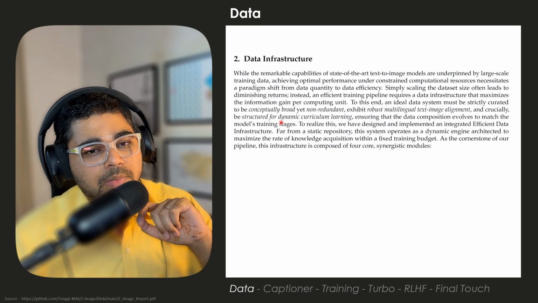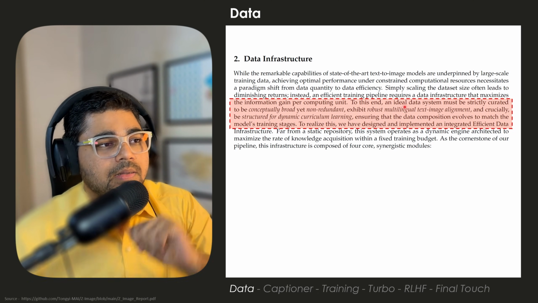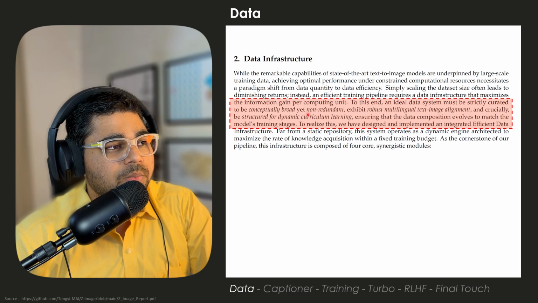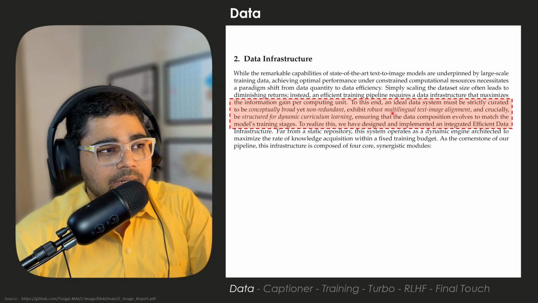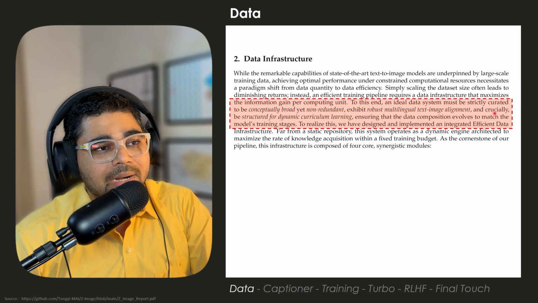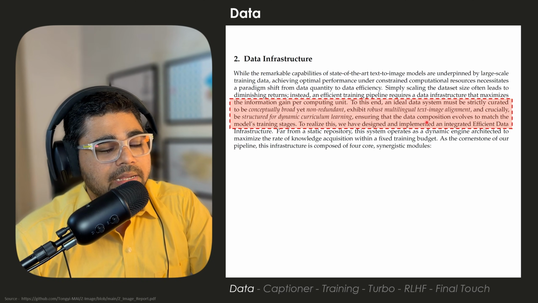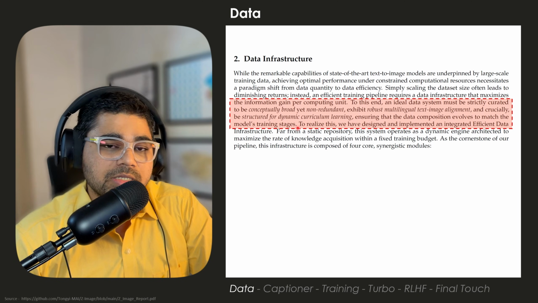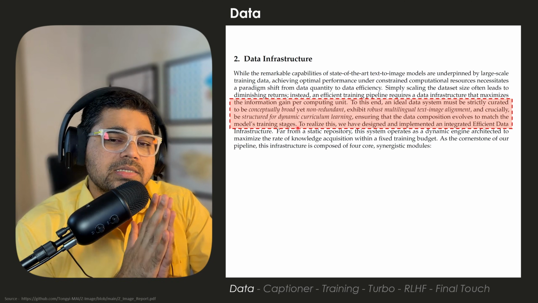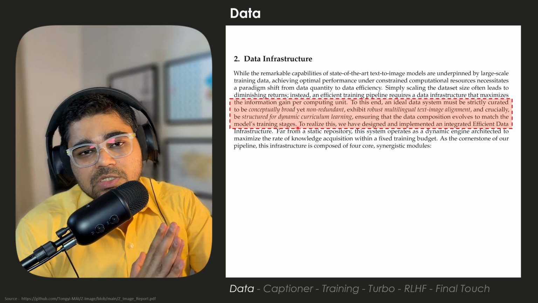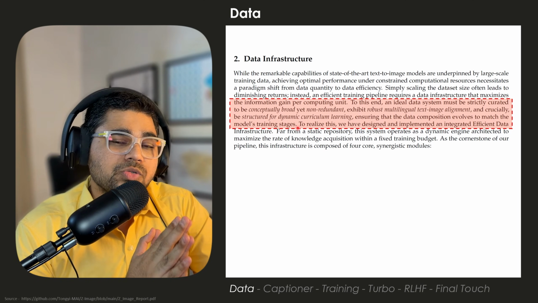The first stage is going to be data infrastructure, which they say, to this end, an ideal data system must be strictly curated to be conceptually broad, yet non-redundant, exhibit robust multilingual text-image alignment, and crucially be structured for dynamic curriculum learning, ensuring that the data composition evolves to match the model's training stages. So basically what they're saying is, depending upon the multimodality of the model, you need to have those images. For example, in this case, they're going to have also Z-Image Edit.